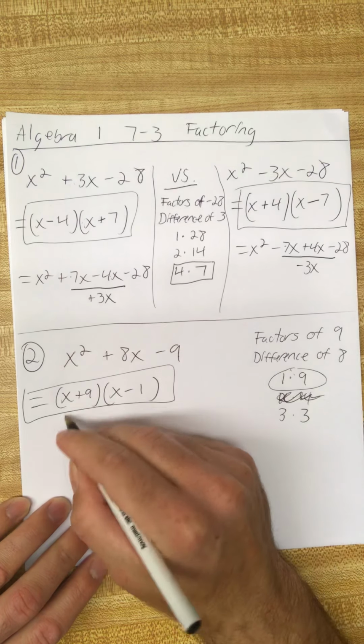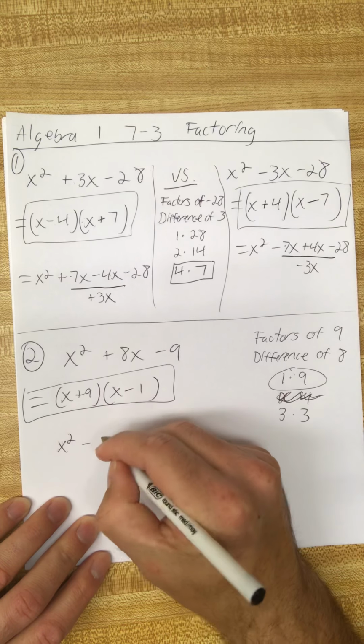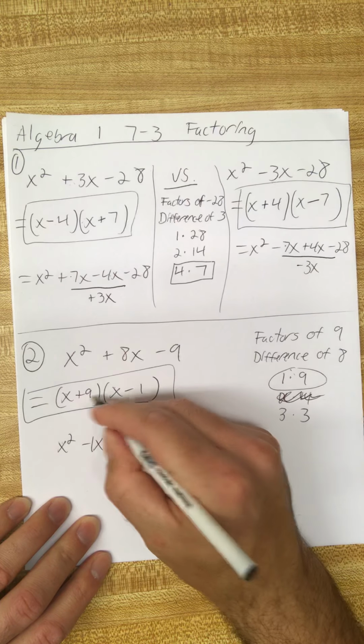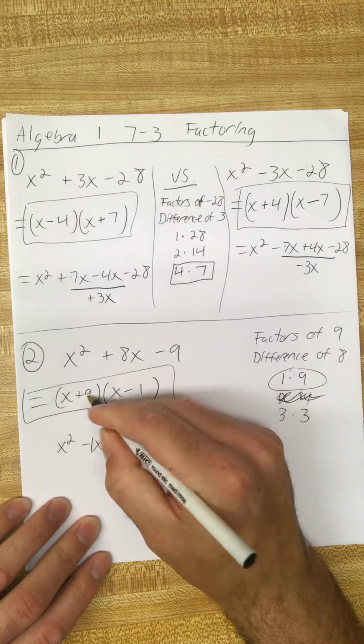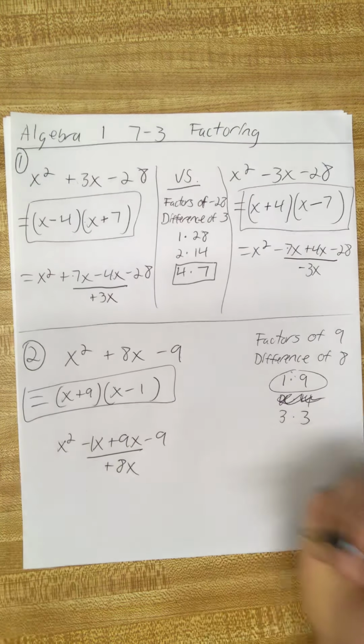There's your solution. If you go to check this, x times x is x squared. x times negative 1 is negative 1x. Positive 9 times x is plus 9x. Positive 9 times negative 1 is minus 9. That gives you your plus 8x right there.